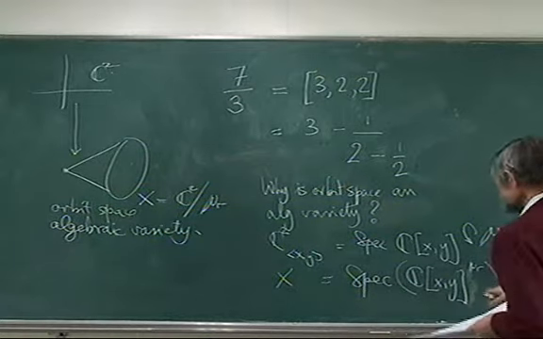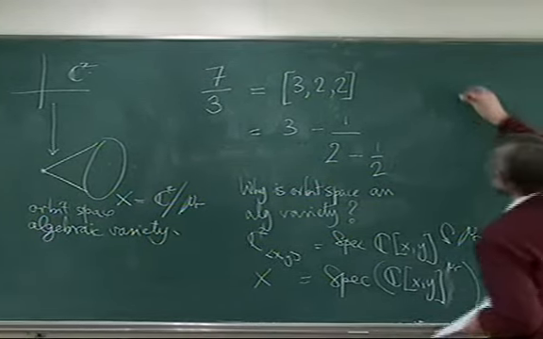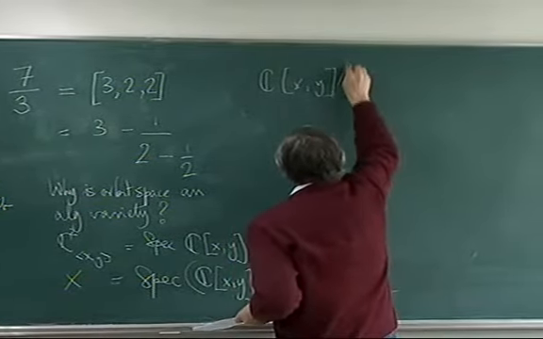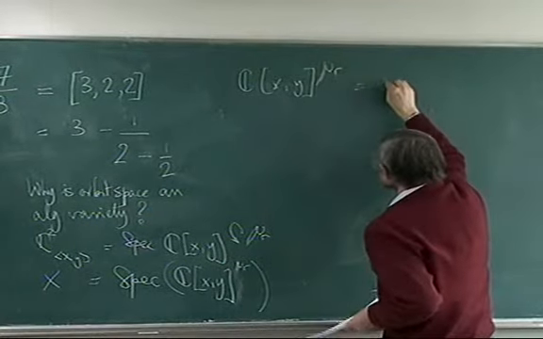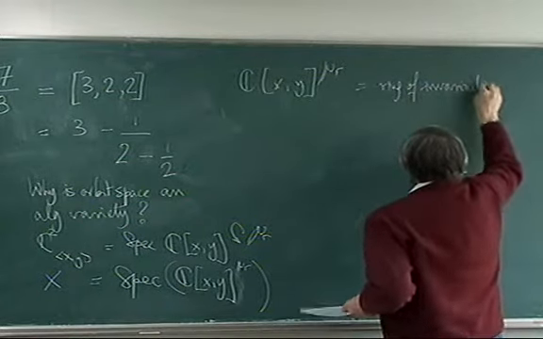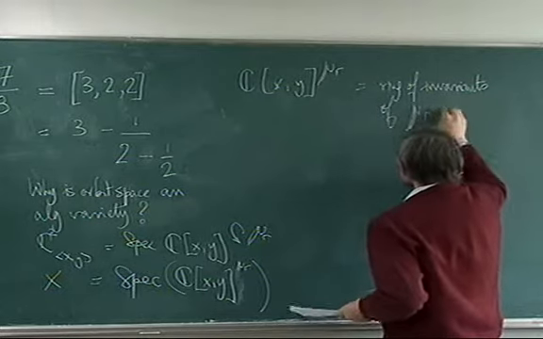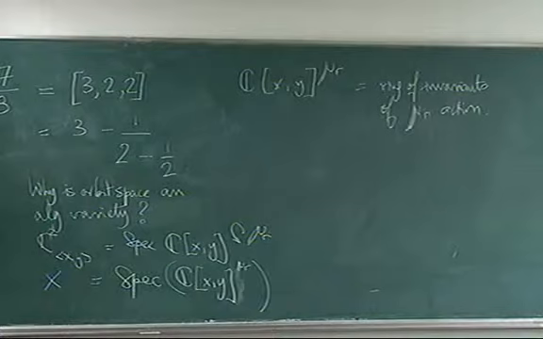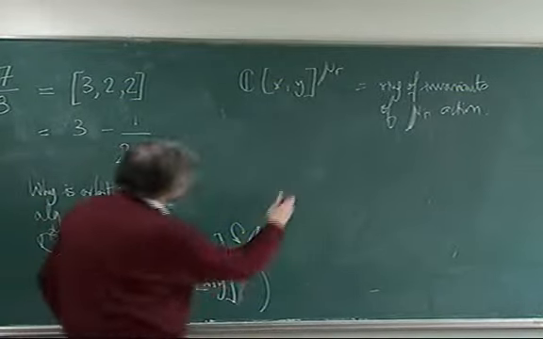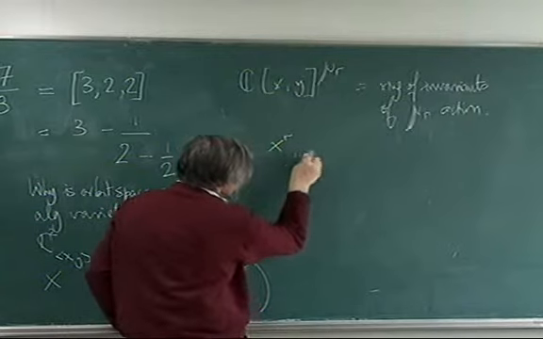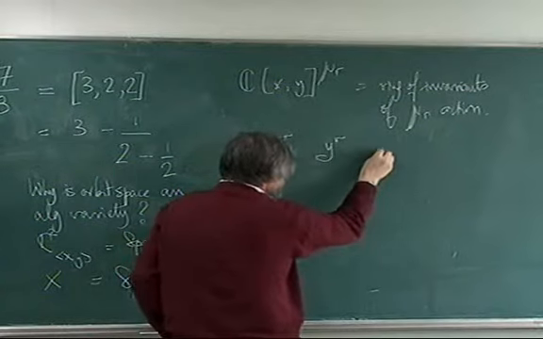So, of course, I'm going to explain what this Spec is. But first of all, I'm going to explain what C[x,y] to the mu r is. This is the ring of invariants of the mu r action. So how do we know there are any invariants? Well, the thing you notice immediately is that if I take x to the power of r or y to the power of r, these are invariants.